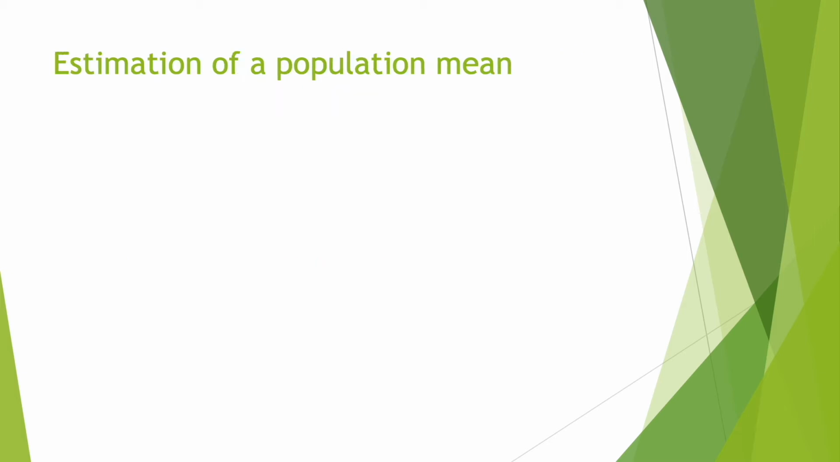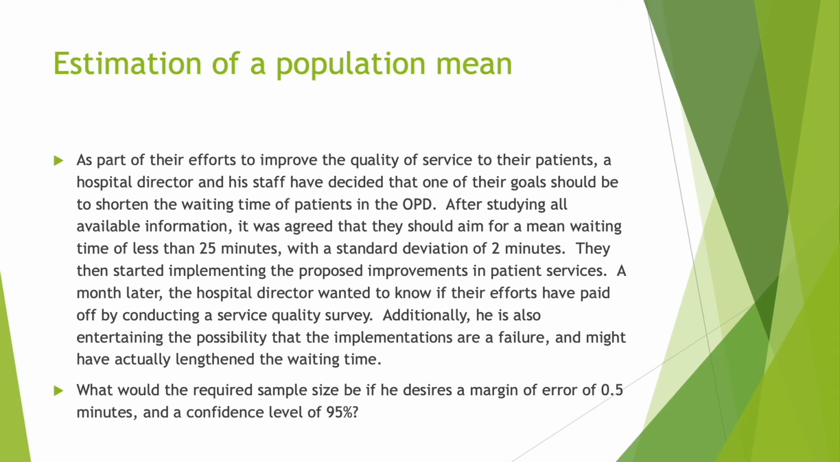The first scenario is estimating the sample size requirement of a cross-sectional study that aims to estimate the population mean. As part of their efforts to improve the quality of service to their patients, a hospital director and his staff have decided that one of their goals should be to shorten the waiting time of patients in the OPD. After studying all available information, it was agreed that they should aim for a mean waiting time of less than 25 minutes with a standard deviation of 2 minutes.